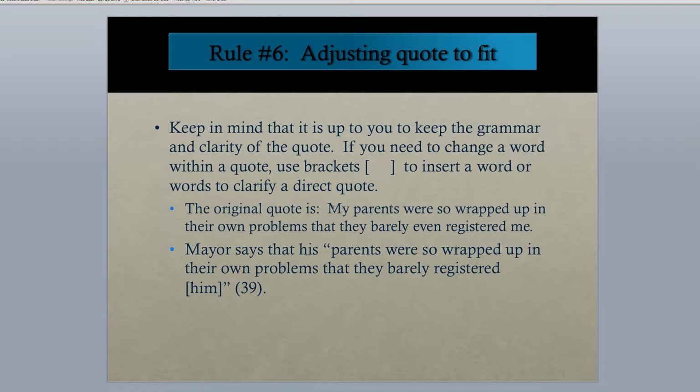In the original quote, Mayor is talking in the book, and he says, "My parents were so wrapped up in their own problems that they barely even registered me." If I wanted to use that quote in my essay, my point of view changes a little bit. I would say that Mayor says that his parents were so wrapped up in their own problems that they barely registered him. So for me, it would make much more sense for my readers if I changed that word "me" in the original quote to "him" to stay consistent with how I set up this quote and to clarify who him is. So I would indicate to my reader with the brackets that I changed the last word here. Me changed to him. Okay?